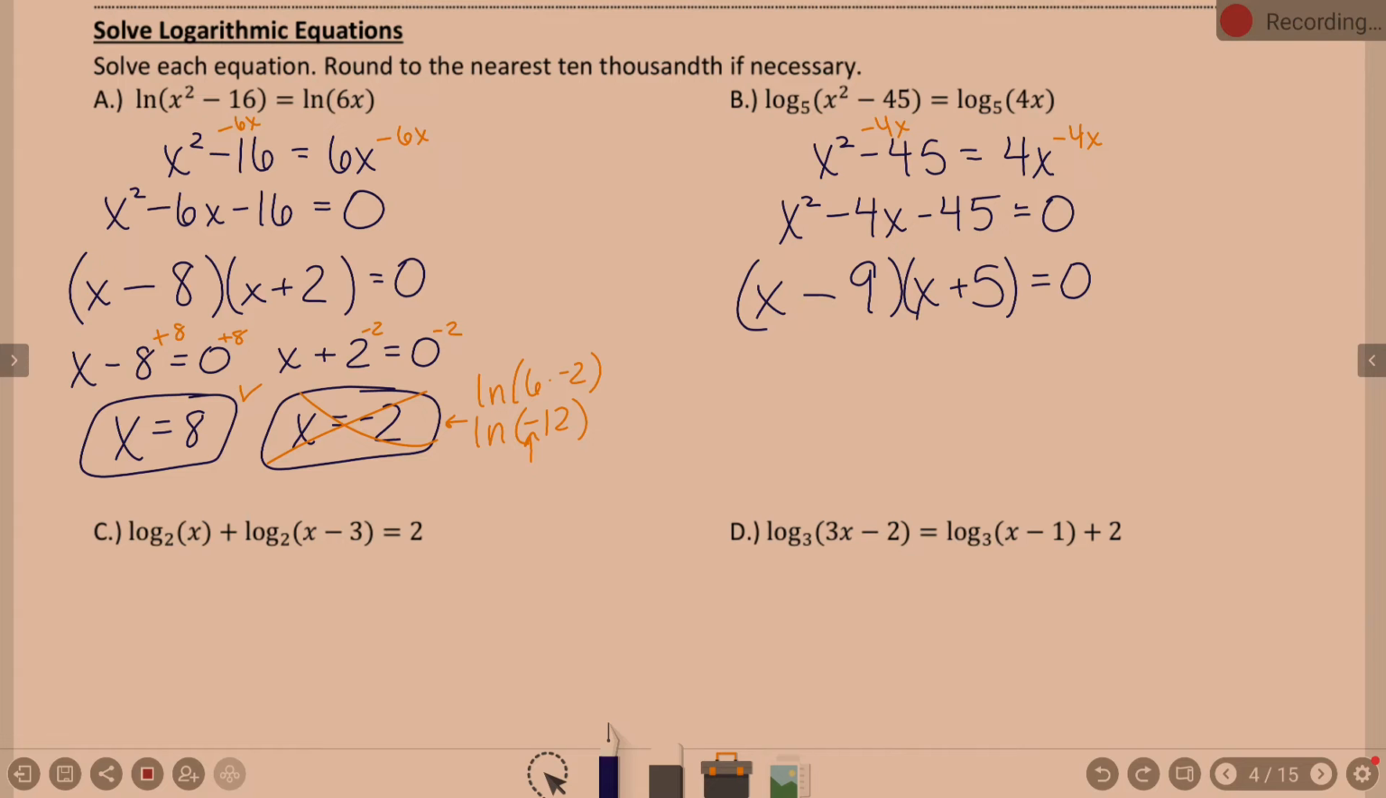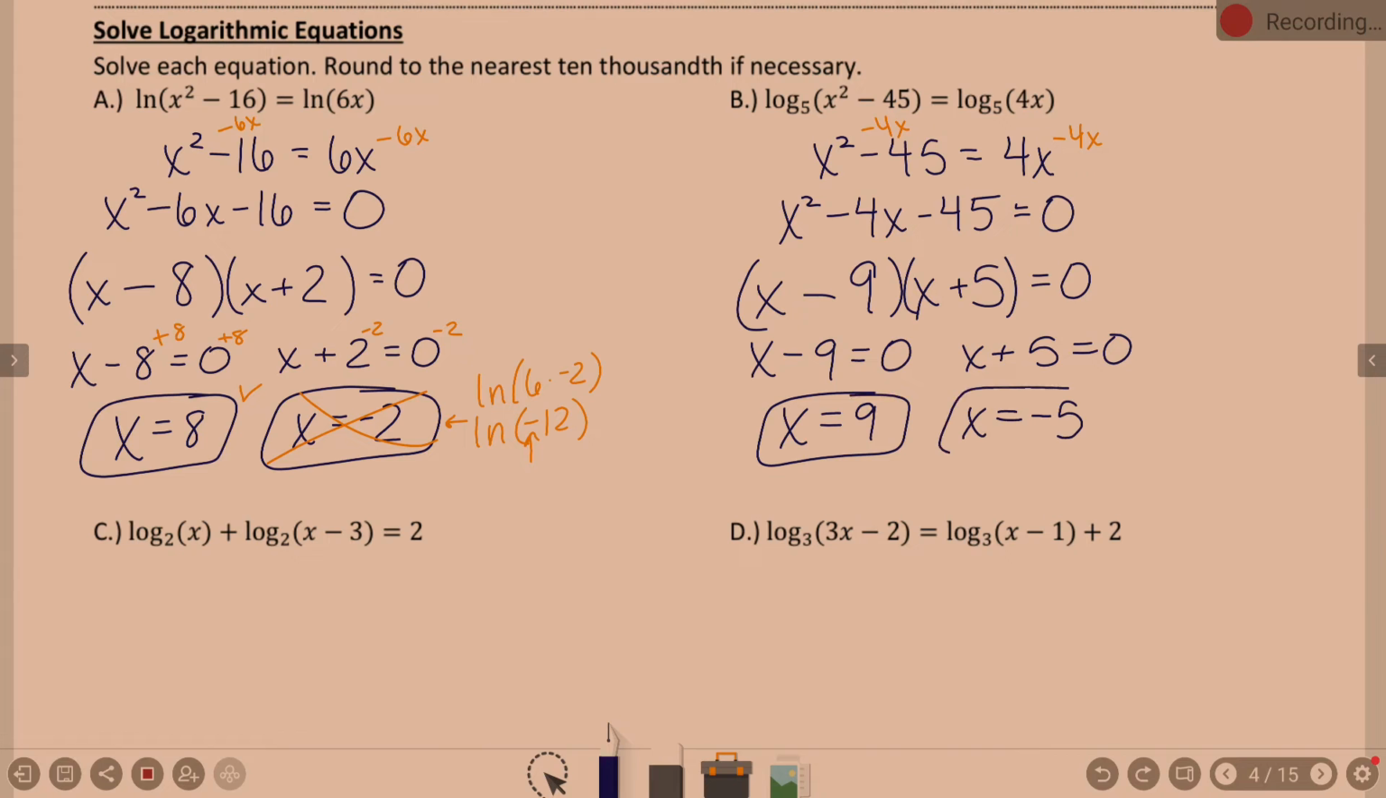Set each part equal to 0. X minus 9 equals 0, or x plus 5 equals 0. What solutions do I get? 5. I'll reverse that. How about 9 and negative 5? Correct? Yeah. Because they were minus 9 and positive 5 in my parentheses originally.